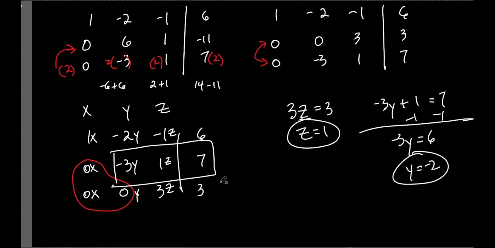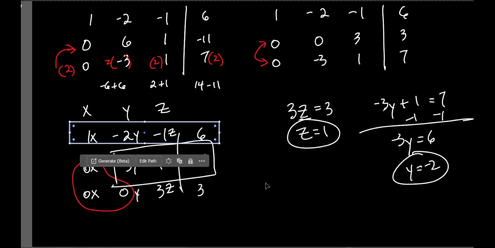Now I know y and z, so now I can come up to here and I can replace my x. Well, you're going to solve for x, so you just keep it x. I can replace the y with a negative 2 and replace the z with a 1. You see that? So what am I going to get now?